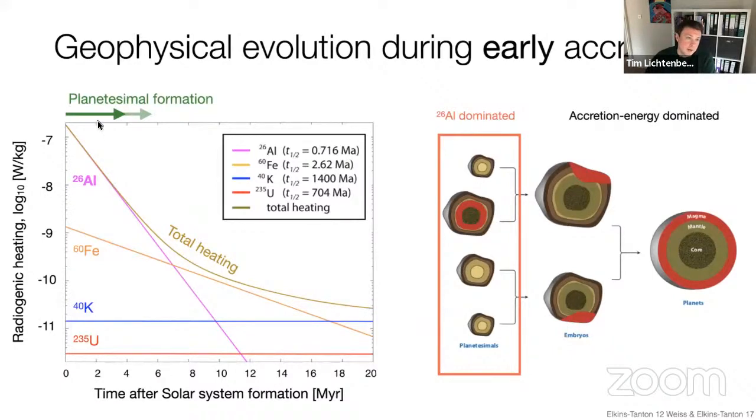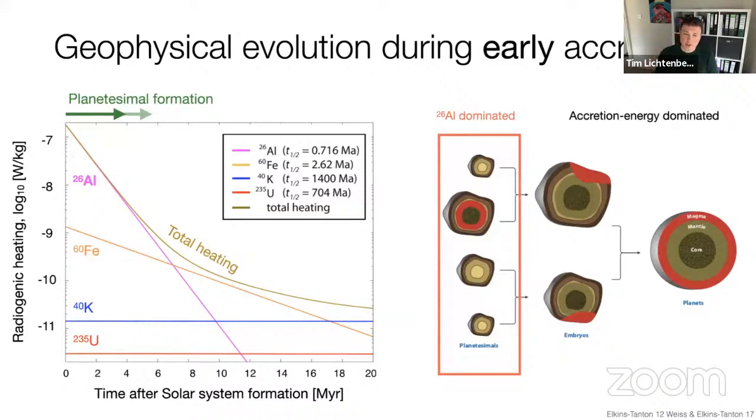Now, this is the approximate time of planetesimal formation in the solar system, as we know from meteoritic dating. And this is the total heating from radioactive heating. So the long-lived ones, these two here, for instance, still power the internal geodynamic evolution of the Earth today. But in the first few million years, really, the energy output from radioactive isotopes was completely dominated by aluminum-26.